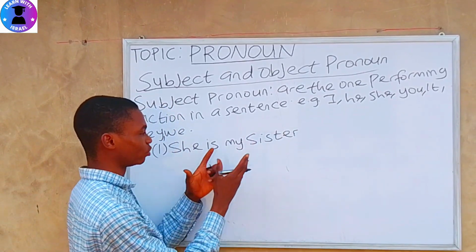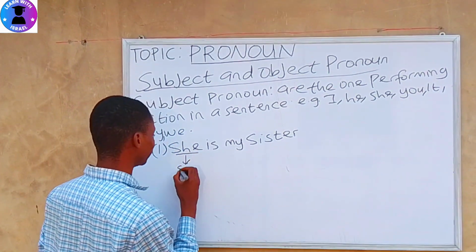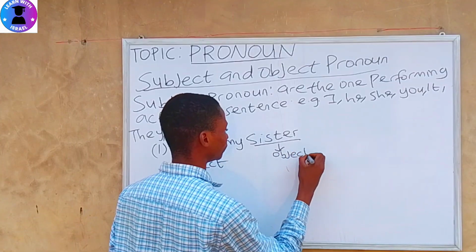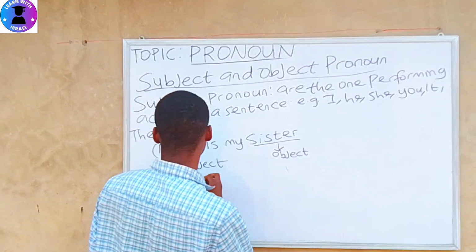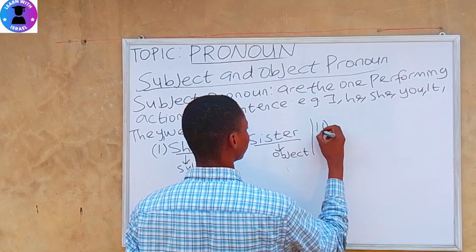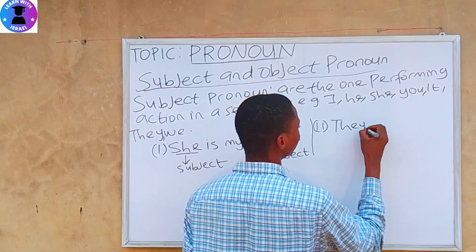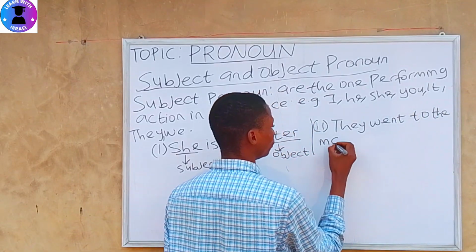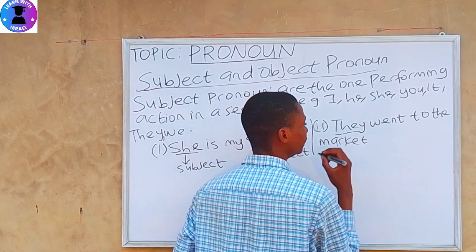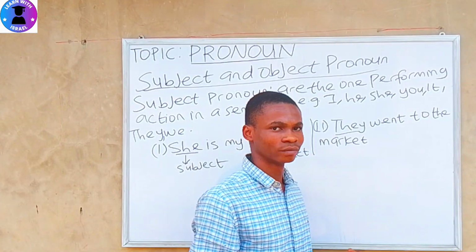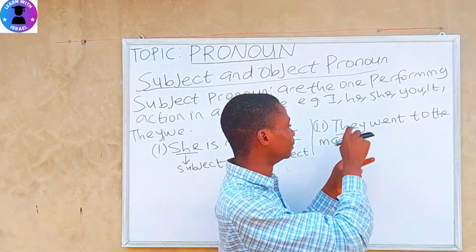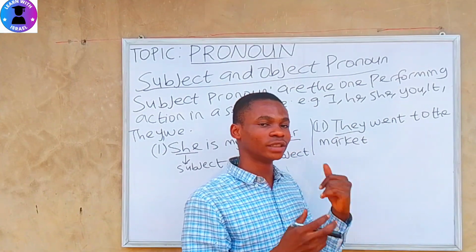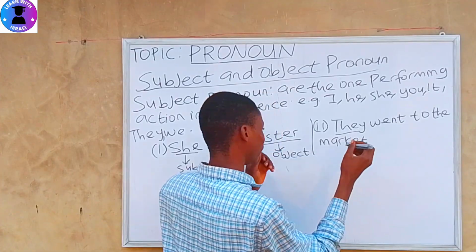She is my sister. Which one is the subject and which one is the object? She is the subject, while sister is the object, the one receiving action. Another example: they went to the market. Which one is the subject? They. It is the one performing the action. And they connotes three or more people. So let me also give another example.